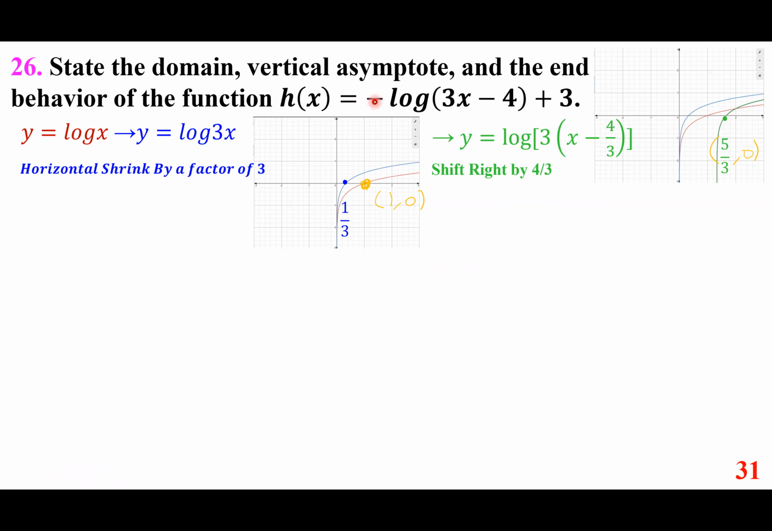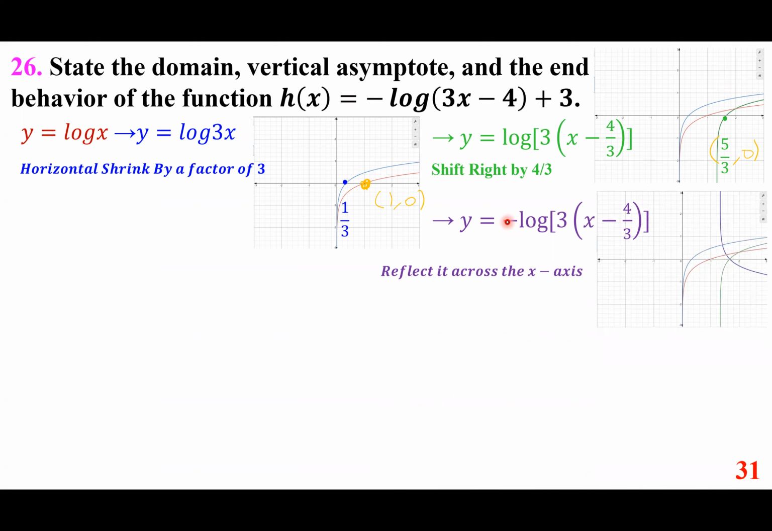Now we're going to work on this negative sign. That means it's going to flip over with respect to the x-axis. It's going to reflect across the x-axis. So that's the effect of the negative sign. When it does that, the graph flips over, but the location of this x-intercept remains unchanged at (5/3, 0). So this still has the same location, (5/3, 0).